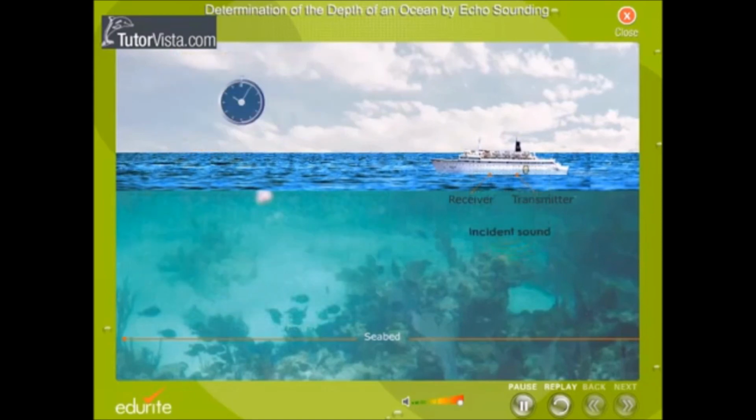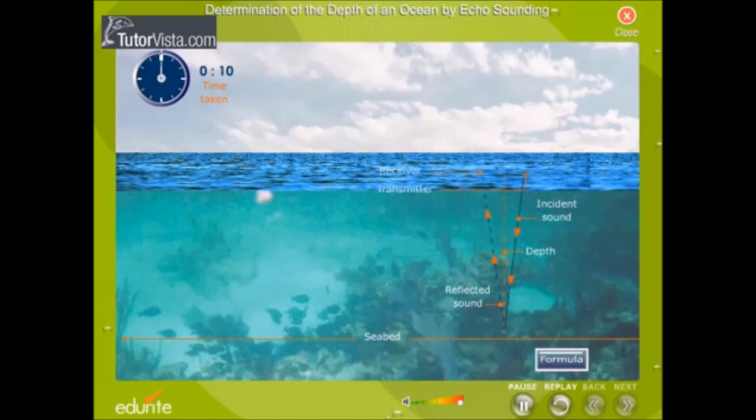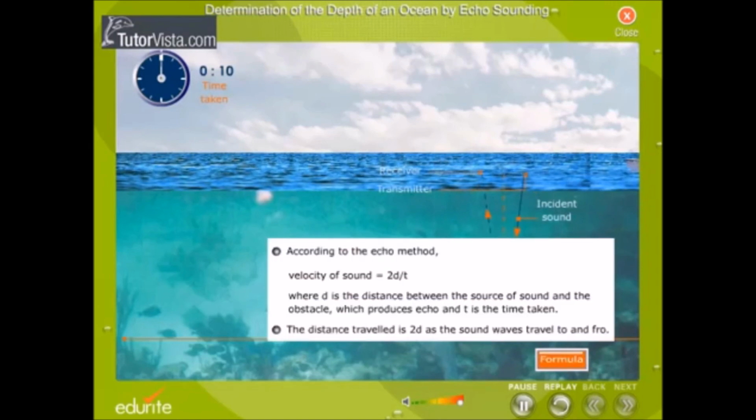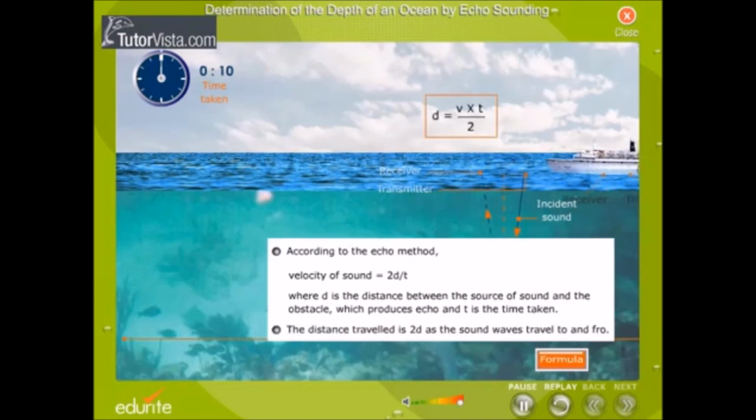Ultrasonic waves produced from the transmitter kept in a ship are directed towards the ocean floor. The ocean floor reflects these waves. By measuring the time interval t between the generation of the waves and reception of the echo, we calculate the depth of the ocean by using the relation d = v t/2, where v is the velocity of ultrasonic waves and d is the depth of the ocean.